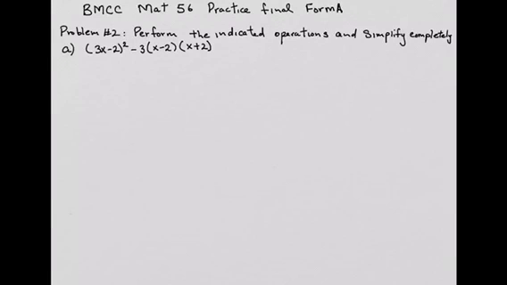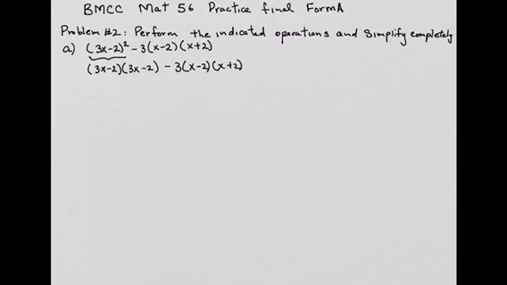In this video we will continue working the practice final form A, and we are now on to problem 2. We have to perform the indicated operation and simplify completely. The first thing I'm going to do is rewrite this here, 3x minus 2 times 3x minus 2, and then I'll rewrite the entire portion of it.